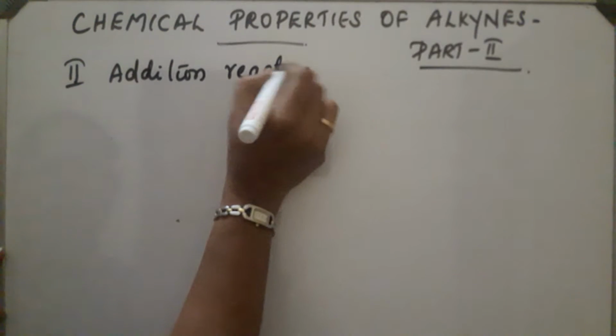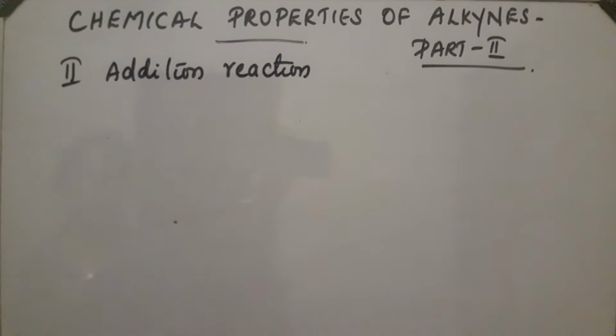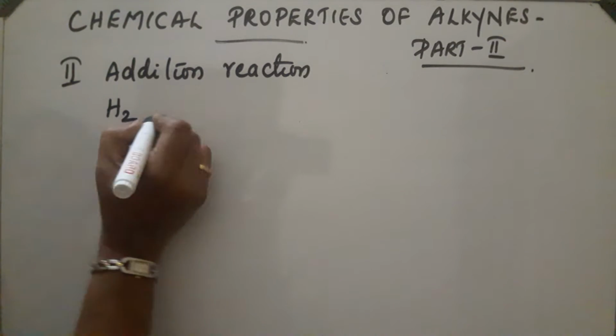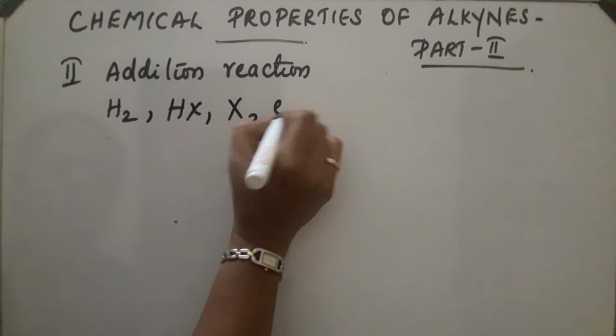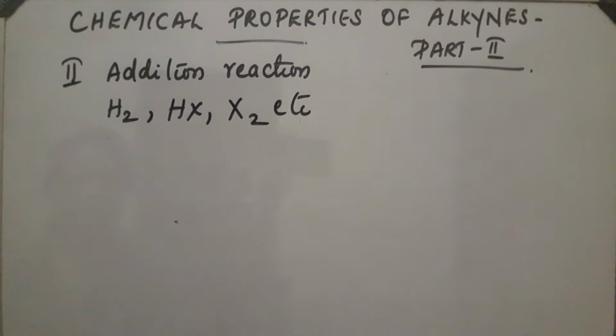Addition reaction takes place at the triple bond, where molecules get added to the triple bond carbon atoms. So two molecules are getting added to the alkyne. Molecules like hydrogen, hydrogen halide, then halogens X2, etc. are added to C triple bond C, because alkyne contains C triple bond C.